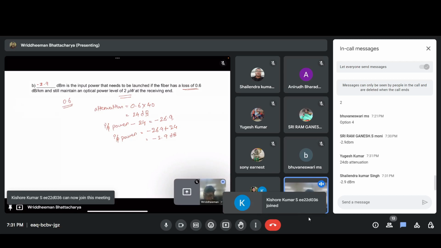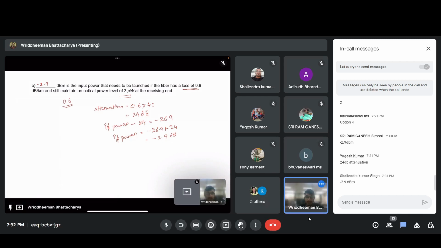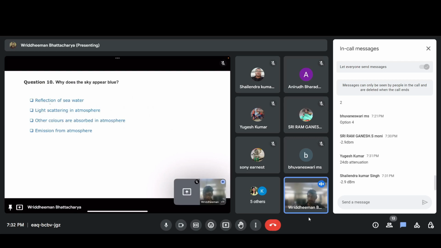Okay, so everybody got the answer. Can we move on to the next question, if anyone is not having any doubts regarding this? The next ones are generally easier compared to the previous ones, the basics of photonics.